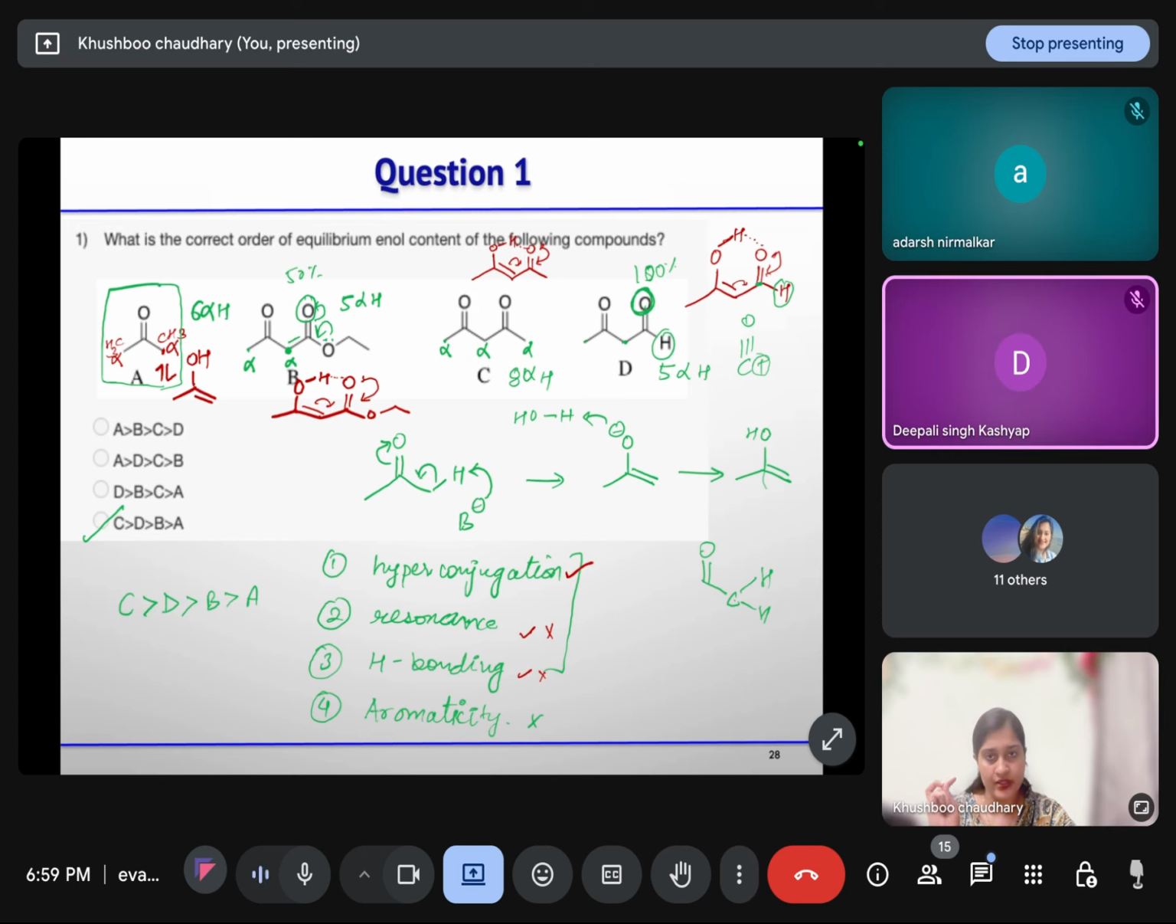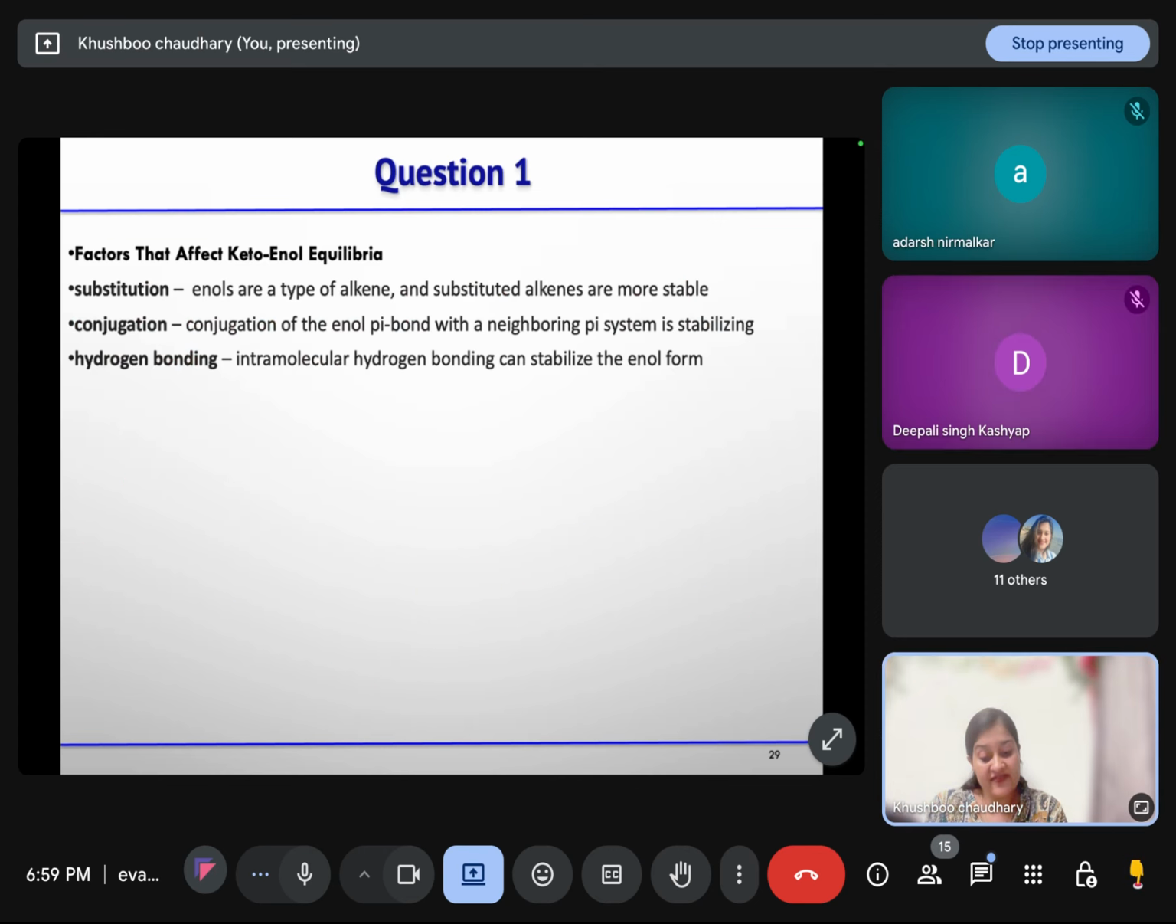Okay. So the factors that affect the keto-enol equilibrium are the substitution, that means how many alpha protons are there, then conjugation, then hydrogen bonding. The other factor, aromaticity, is also there, but that is not applicable here, so I didn't mention it.